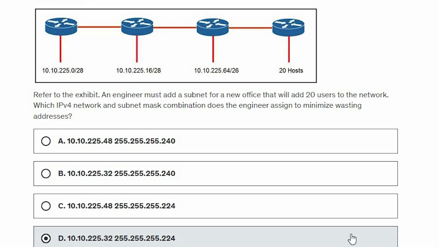Answer number 4, which is the correct answer. The IP address version 4 network and the subnet mask combination 10.10.225.32, 255.255.255.224 would provide a subnet with 30 usable addresses, which would be sufficient for the 20 users required for the new office, minimizing address wastage.